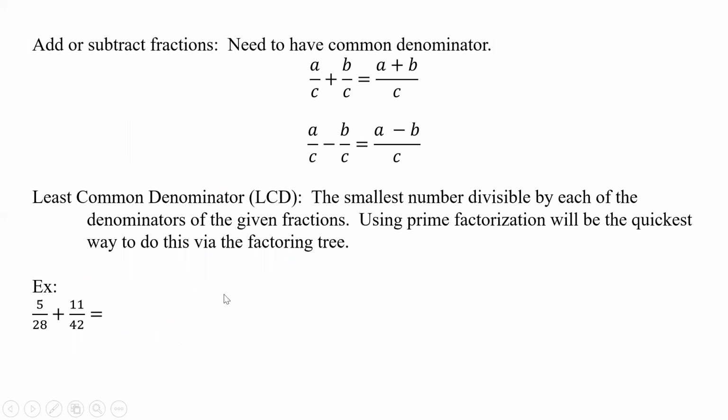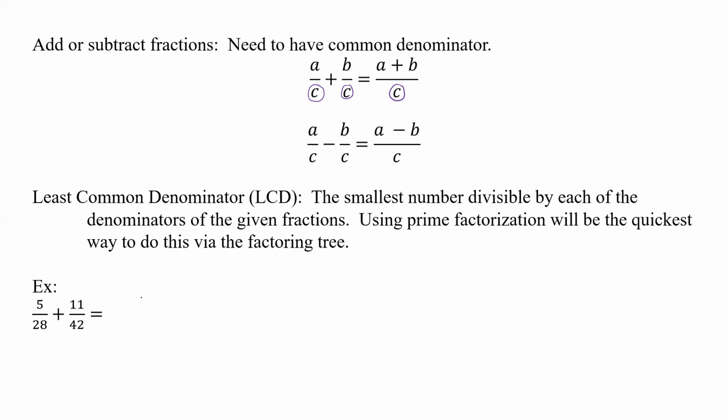What about adding or subtracting? Well, to be able to add or subtract fractions, you have to have a common denominator. Looking here, it's written with a common denominator. So we have the C as the common denominator. And when you take A over C plus B over C, all you do is take A plus B all over C. And when you do the subtraction, it's the same thing, except you subtract. You take A minus B all over C.